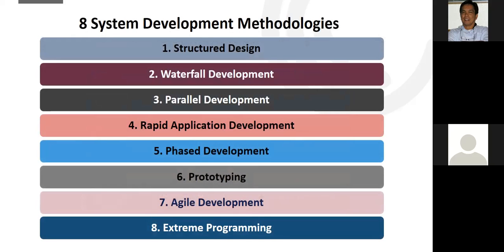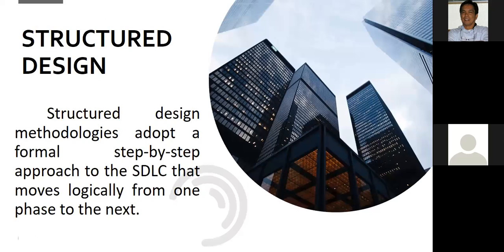Now, aside from these, we also have the eight system development methodologies. Number one, we have structured design. Number two, the waterfall development. Number three is the parallel development. Number four is the rapid application development. Number five is the phased development. Number six is prototyping. Number seven is the agile development. And number eight is extreme programming or XP. So let us get to know each of these methodologies.